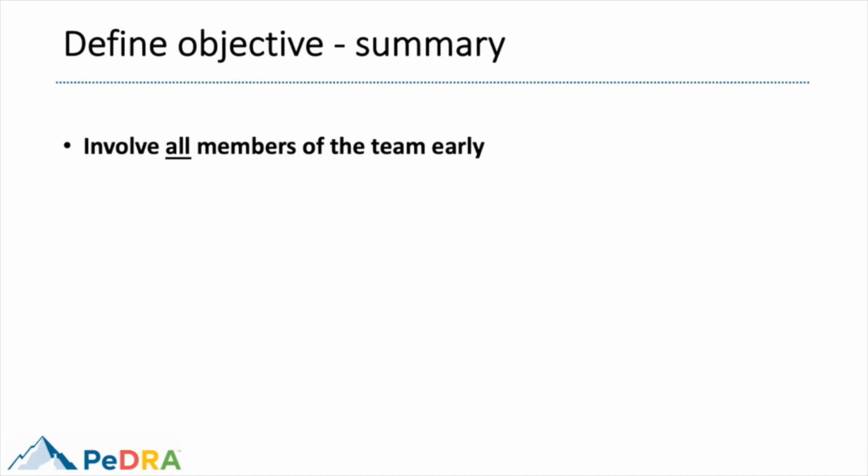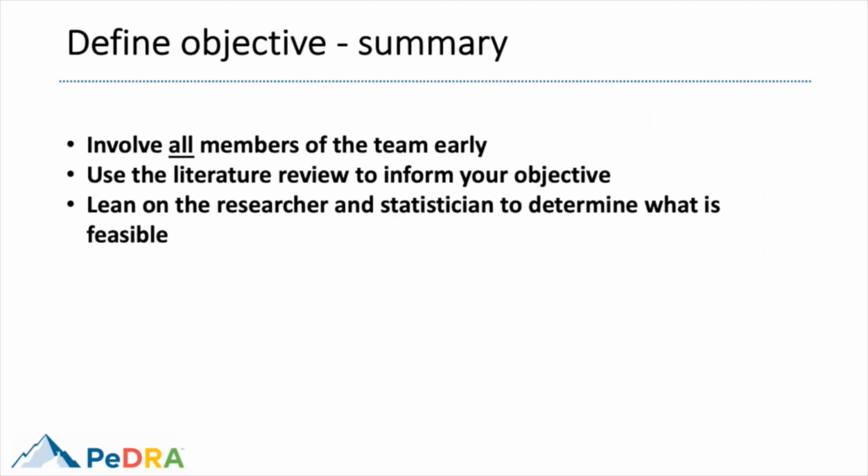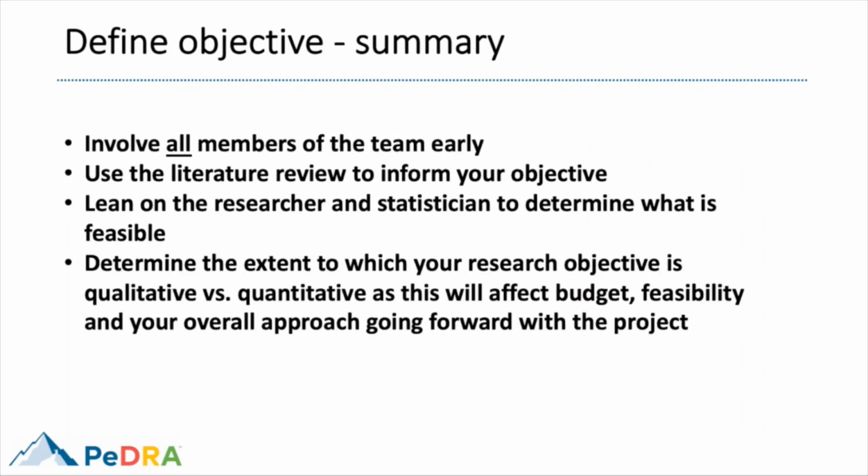This completes the first part of our course, defining the research objective. In summary, involve all members of the team early. Use the literature review to inform your objective. Lean on the researcher and statistician to determine what is feasible. Determine the extent to which your research objective is qualitative versus quantitative, as this will affect budget, feasibility, and your overall approach going forward with the project.